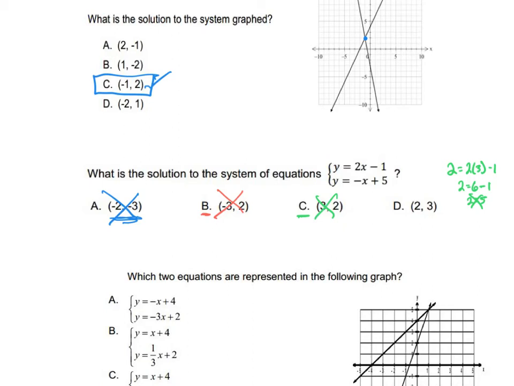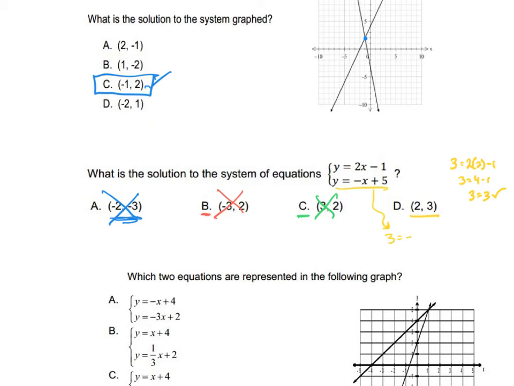All right, let's try one more. It must be this last one. Let me just give it a shot. So if I plug in 3 for y, 2 times 2 minus 1, 3 is equal to 4 minus 1, 3 is equal to 3. Boom, works. But it also needs to work for this one, so let's try that.